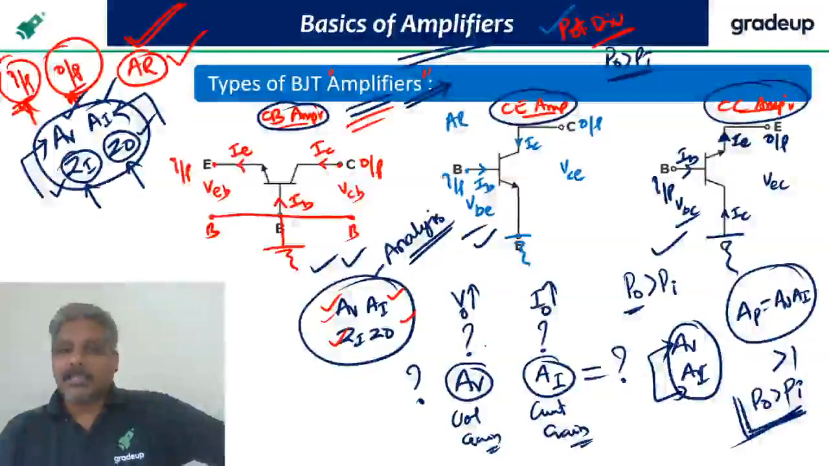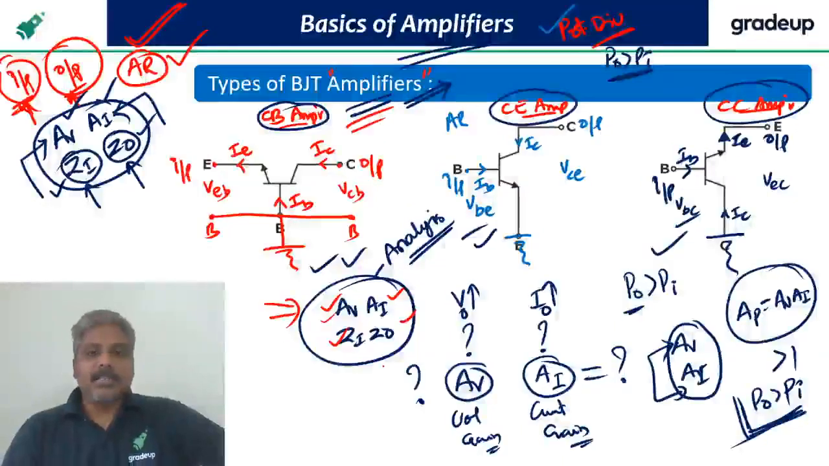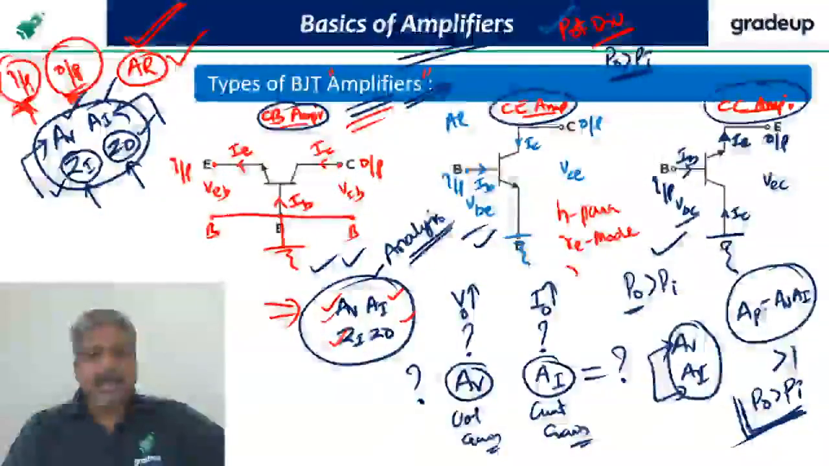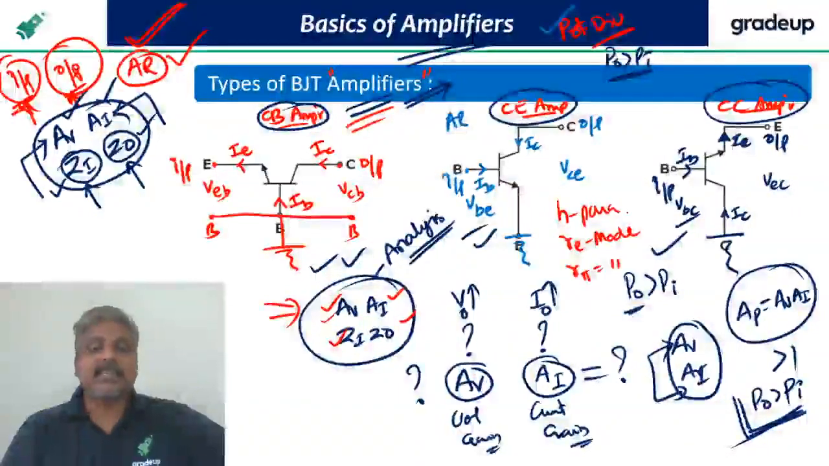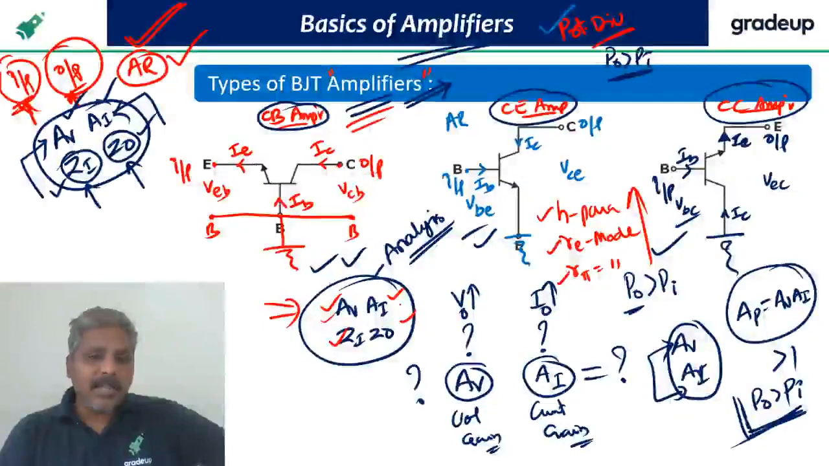Suppose I want to find these terms, there are some analysis methods, like H parameter analysis, RE model analysis, RPi model analysis, etc. You can go for any method to find these values.